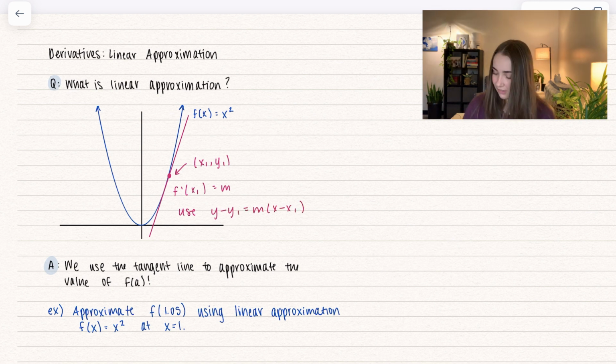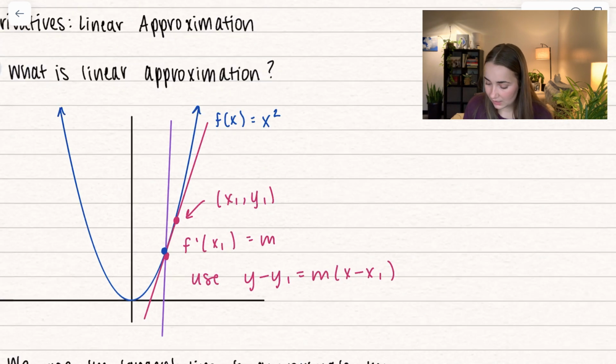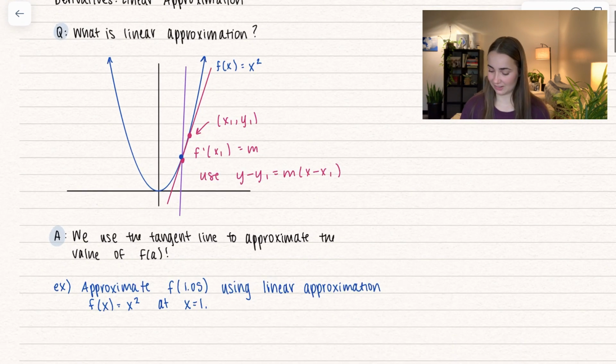So what are we using this for? Let's say I take an x value that's kind of close. We'll take this one right here. What we're doing is we're using the tangent line value. So if I zoom in right here, we're going to use the tangent line value in order to approximate what the actual function value will be. So let's go ahead and see this in action to really understand it.